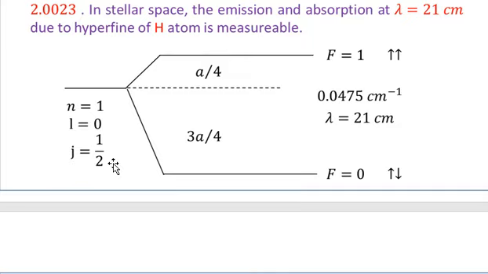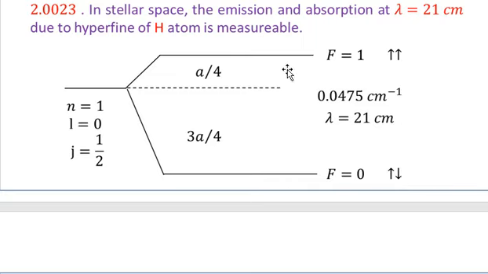If you add 1/2 plus 1/2, you get 1. If you have 1/2 minus 1/2, you get 0. So you actually have two levels for the ground state of the hydrogen atom. When you add them, 1/2 plus 1/2, you have parallel spins. If you subtract, 1/2 minus 1/2, you have anti-parallel spins. And in this case, the total angular momentum of the atom will be F equal to 1 in case of parallel spins and F equal to 0 in case of anti-parallel spins.